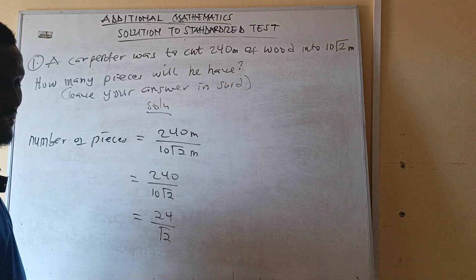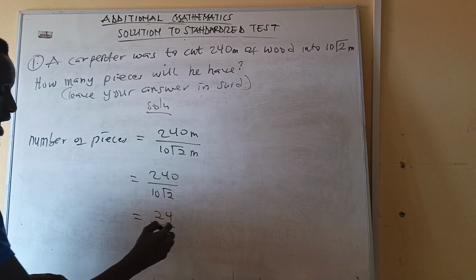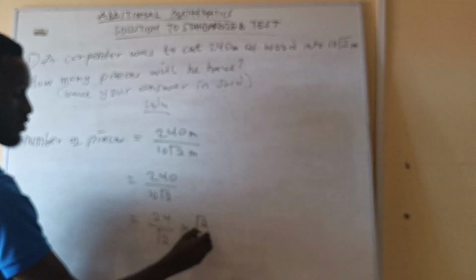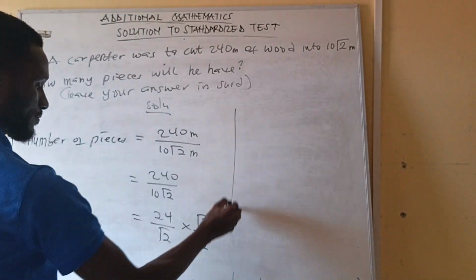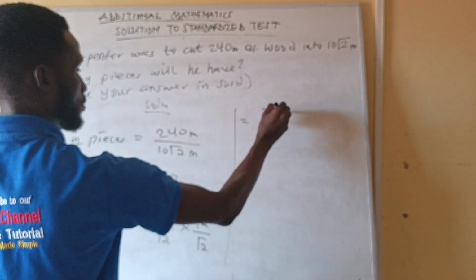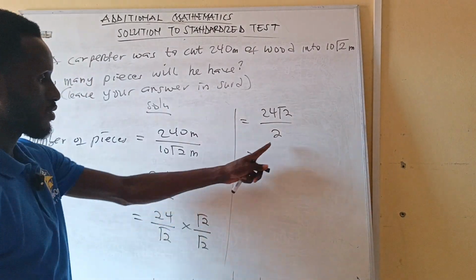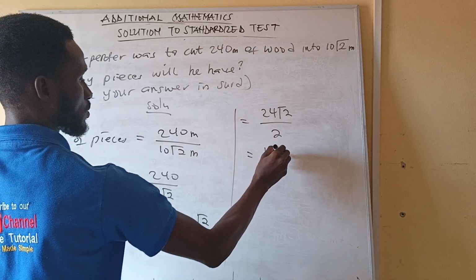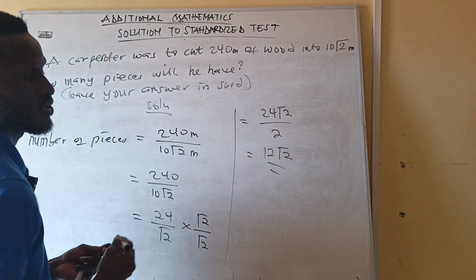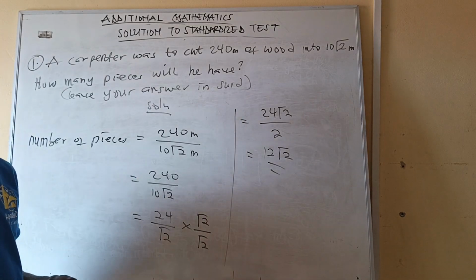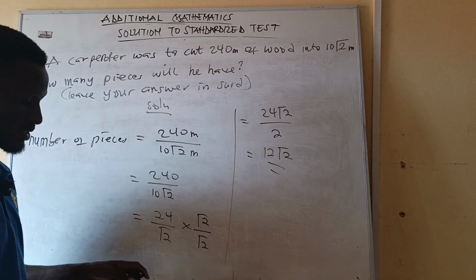Now let's rationalize this one. How do we rationalize? The denominator is an irrational number, so I have to multiply the numerator by root 2, and the denominator by root 2. Now 24 times root 2 will give us 24 root 2. Root 2 times root 2 will give us 2. Now 2 going into 24 how many times? 12 times. So the answer is 12 root 2. We have to leave our answer in the form of a surd. So the answer is 12 root 2. Don't use a calculator to punch the answer. Now let's move on to the next question.